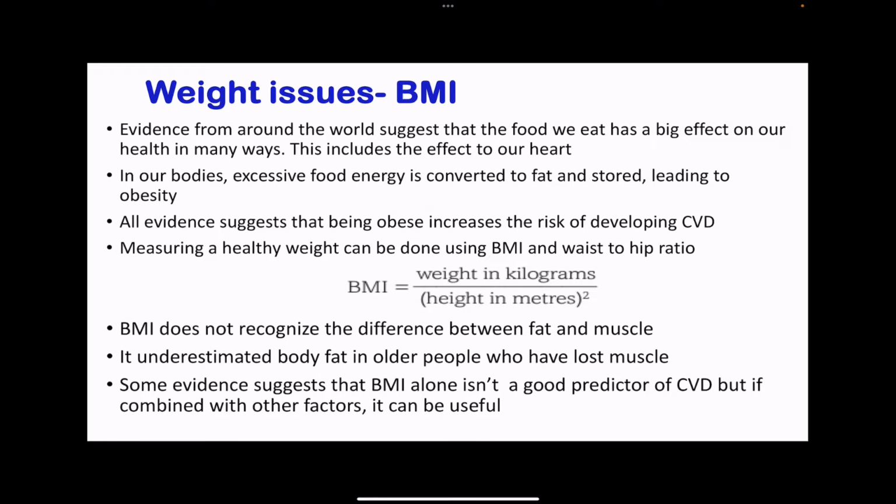BMI is equal to weight in kilograms divided by the height in meters squared. However, when we use BMI, it cannot tell the difference between fat and muscle. So those are the inefficiencies of using this method. And sometimes it underestimates body fat in older people who have lost some muscle. So due to these inefficiencies, BMI is not the best predictor of CVD, but if we couple it with other factors, it's going to be useful in determining the risk of CVD.